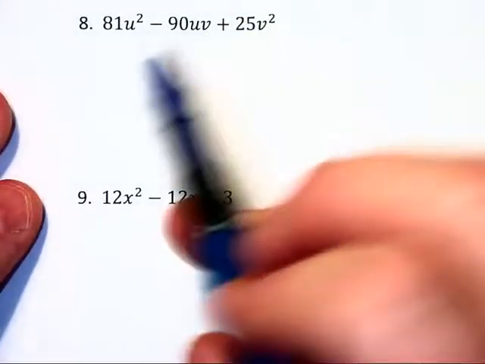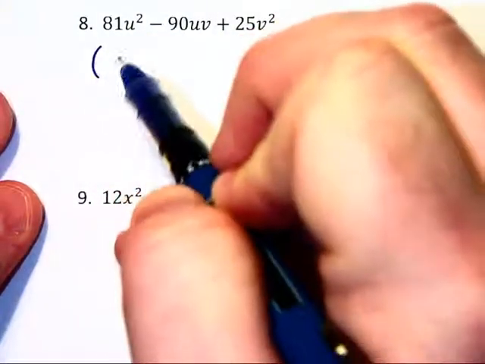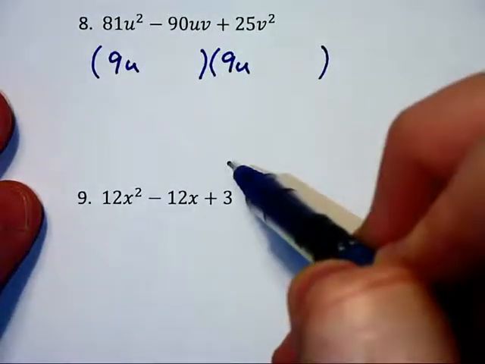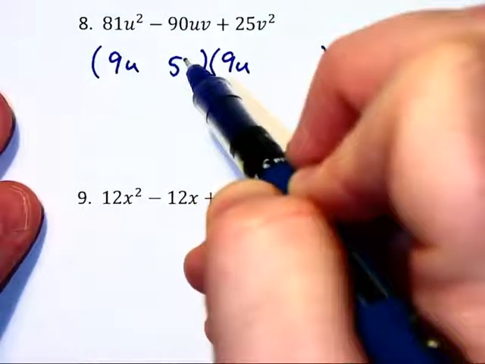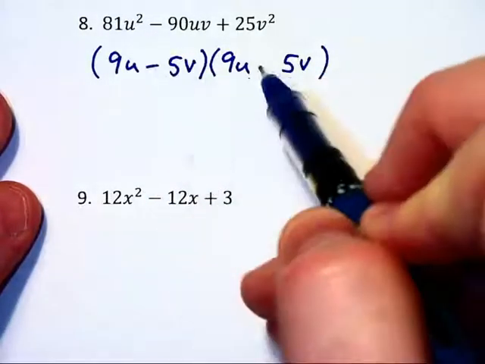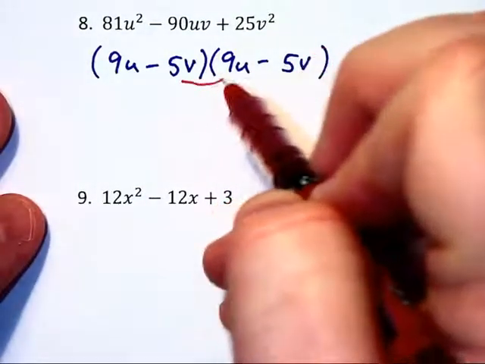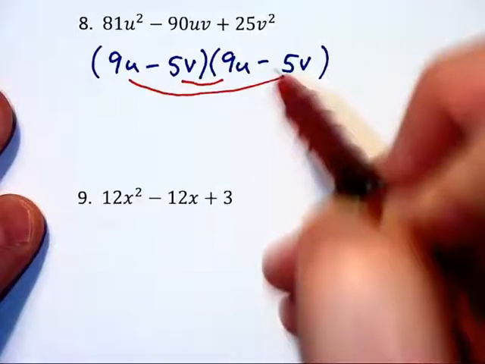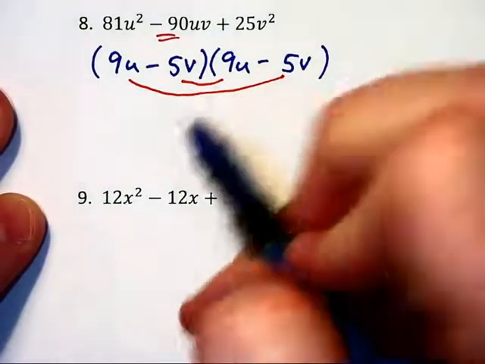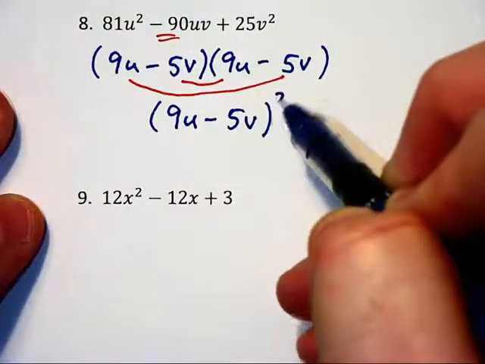For this next problem, I notice that 81 is a square and 25 is a square. So I'm going to just take a stab at this and hope that I have a binomial square using 9u at the beginning of each and a 5v at the end of each, and with that minus there I'm going to guess that both of these are negatives. Now before I move on, I'm going to check this. My middle terms are minus 45uv and again minus 45uv, which do add up to make minus 90uv, and so we do have a binomial square of 9u minus 5v quantity squared.